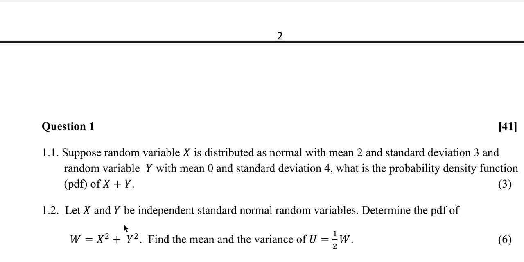Now in this question we are not going to use the standard normal random variables. We are going to use a chi-square distribution with 1 degree of freedom, since it is the square of the standard normal distribution. We also need to find the mean and variance of another random variable U, which will also be a transformation of the random variable we are firstly going to find. So let's get into the question.